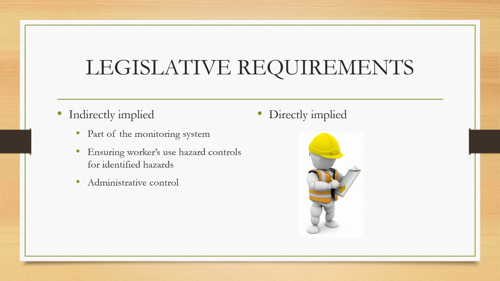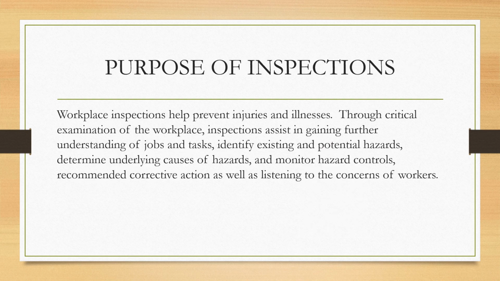Speaking of directly implied legislation, the Alberta OHS legislation specifically states that equipment, machinery, and tools must be inspected prior to use. When it comes to vehicles, both Alberta OHS legislation and its commercial vehicle legislation state documented inspections are required. So what are inspections?